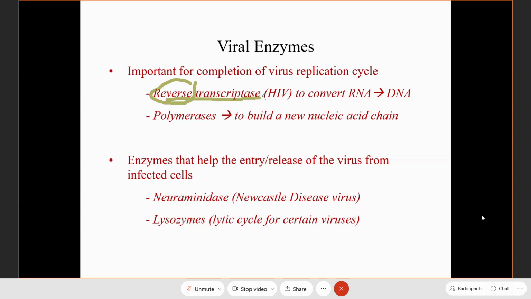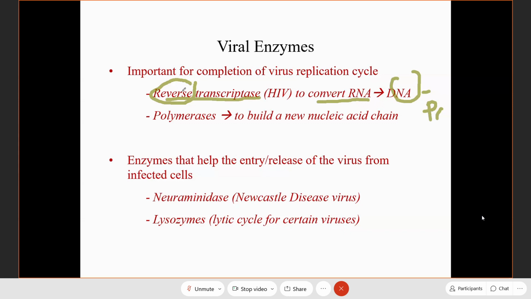Transcriptase. Transcription. For HIV, HIV actually is an RNA virus, but they need to produce DNA for them to produce protein later on. So don't ask me why they need to do this. Other viruses do not do this. It is because the nature is like that. It's a characteristic of the virus itself.